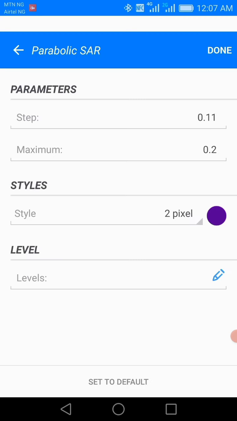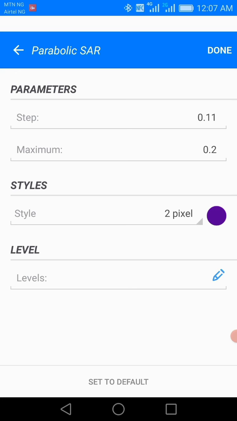Then I also have on the main chart my parabolic SAR. I've also made a video on this. You can check it out. But all these indicators, the parabolic SAR and the fractals, are used to know where prices have been rejected. It also helps you to pick the swings, like the fractal helps you to pick the swing, and the parabolic SAR also helps you to know where price has been rejected.